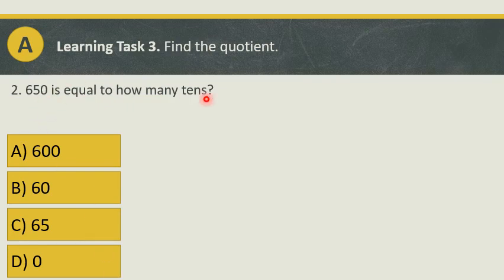How many tens are there in 650? That is 650 divided by 10. Since 10 has only one 0, we remove one 0 here. So the answer is 65. Letter C.